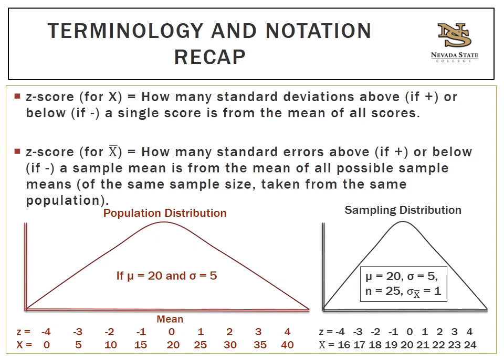So here's a visualization of two of those distributions, a population distribution and a sampling distribution. Remember, the population distribution is all scores from the population, and the sampling distribution is every possible sample mean, in this case of 25 scores, that you could have gotten from this original population. Notice that the mean and the standard deviation are the same.